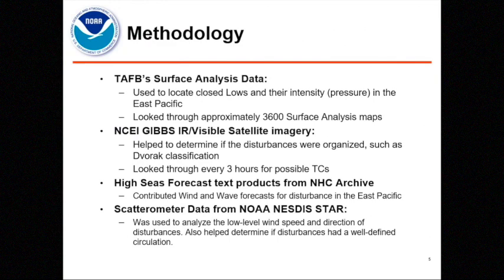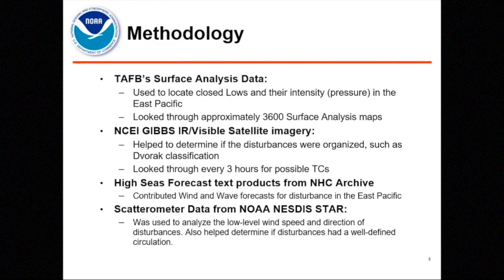And I used GIBBS IR and visible satellite imagery. I used this to help determine if the disturbances were organized, such as if there was any banding associated with these disturbances, because tropical cyclones tend to have rain bands that spiral counterclockwise around the low-level circulation. So I used visible satellite for that, and then we used infrared to help us with Dvorak classifications. I looked at IR and visible satellite imagery every 3 hours to see if there were any missed potential tropical cyclones that weren't shown on the surface analysis data.